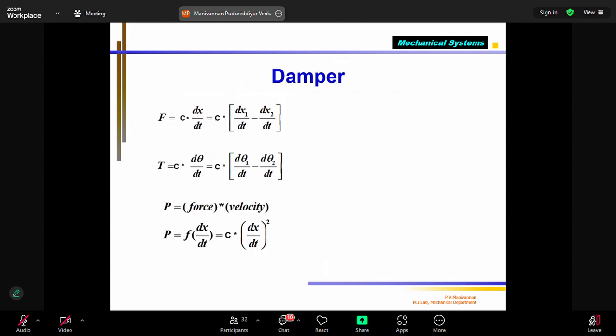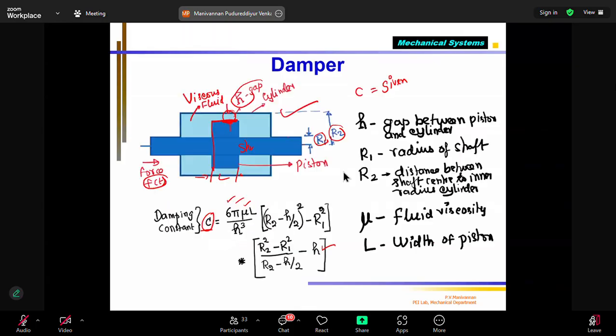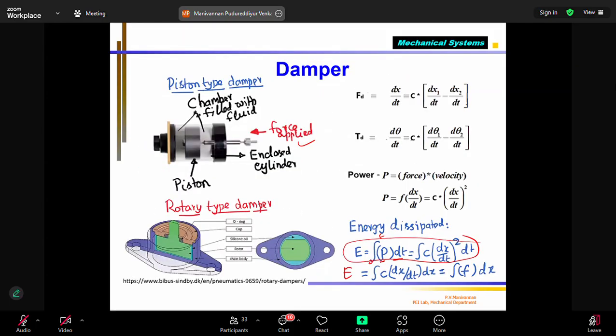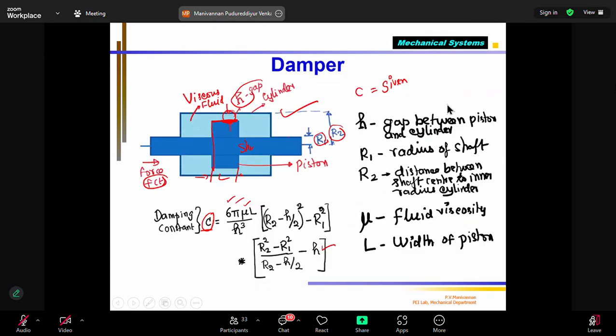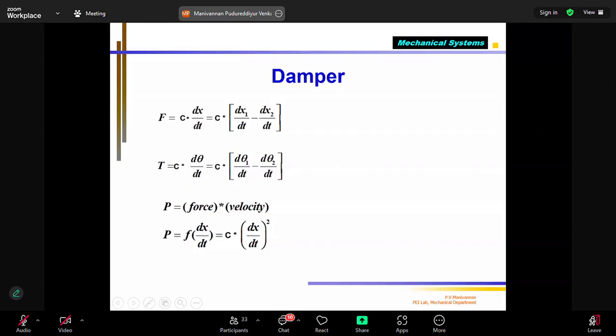Now that we have looked into dampers, this is the equation for damping depending upon the type. We already talked about it and studied it, so there's no need to see this once again. I think this slide is a repetition. Okay, this is not needed.